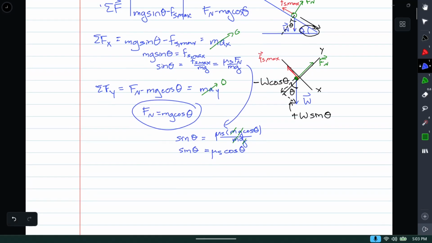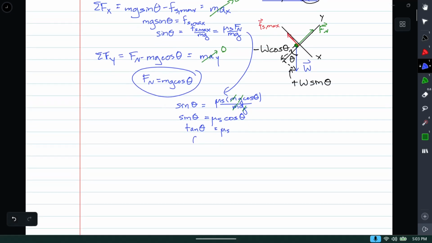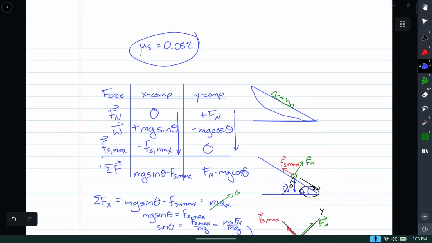I need to solve this for theta. Well, sine over cosine, if I divide both sides by cosine, is tangent theta. That equals the coefficient of static friction. Or theta itself is the inverse tangent of the coefficient of static friction. So it's the inverse tangent of this number right here.